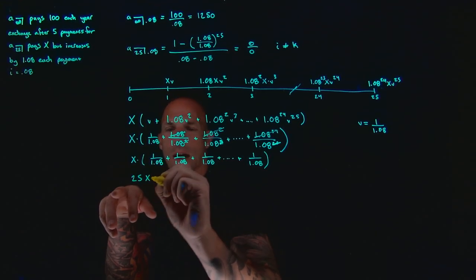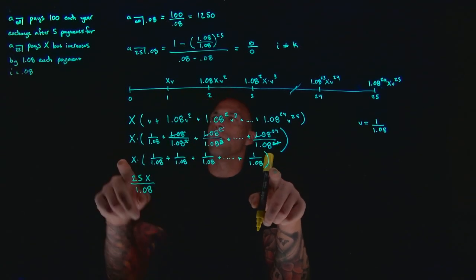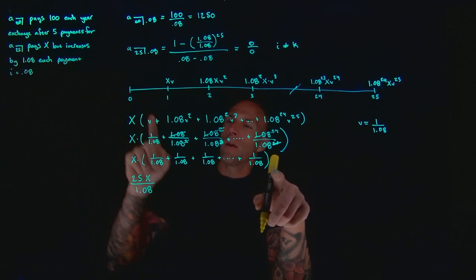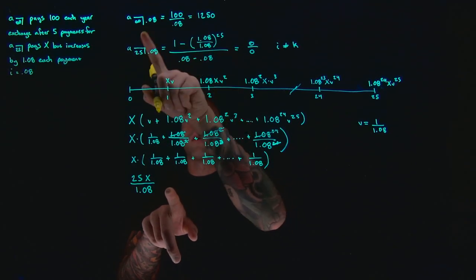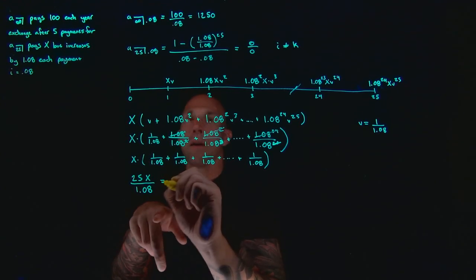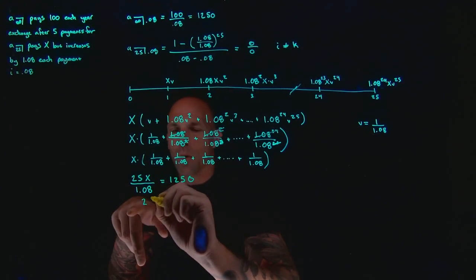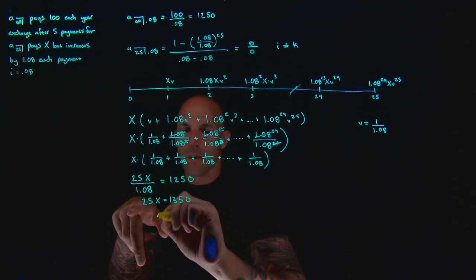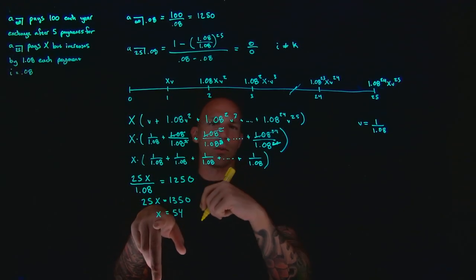25 times x divided by 1.08 is the value of our 25-year annuity, and we can set it equal to the value of our perpetuity. And from this point on, we are home free. Multiply both sides by 1.08 and you get 1350. Divide both sides by 25 and you get x equals 54.